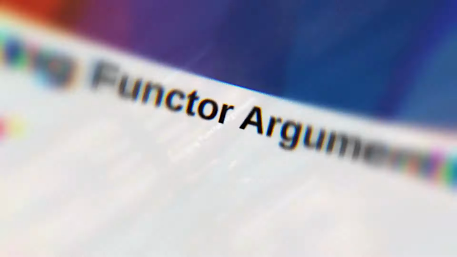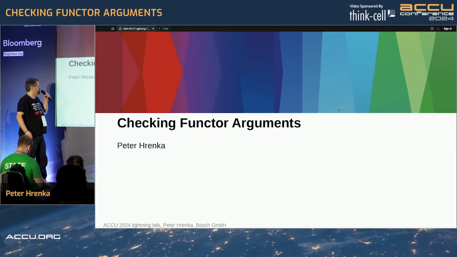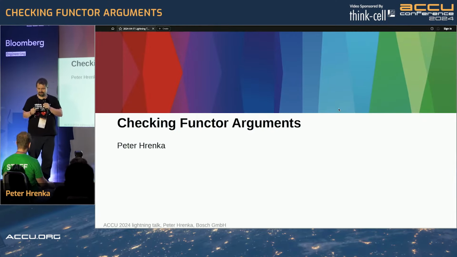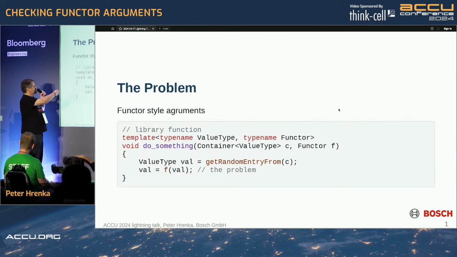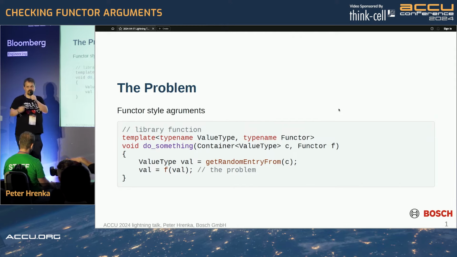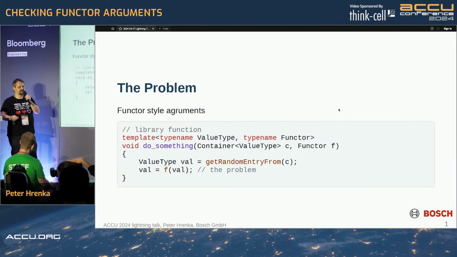So I'm going to talk about checking functor arguments. Quickly, what's the problem? You have some template function taking functor-style arguments. I'm working on a library, and this is a typical function that we have: it does something with some container and with some functor which is user provided. Sounds good, but now what happens?